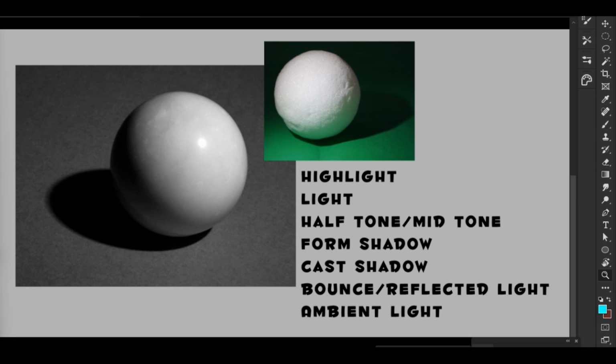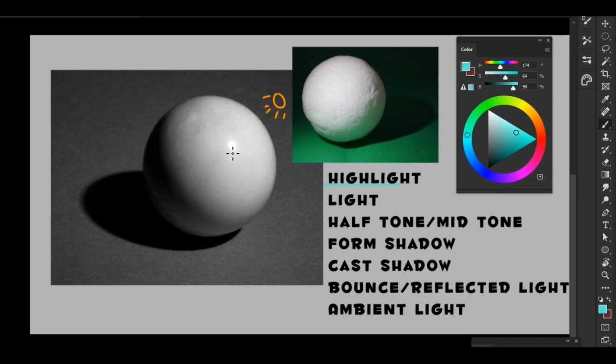So, here we've got the sphere. We're gonna take this object as an example for me to explain a few terms regarding light and shadow. So let's start with highlight. This is the brightest spot on the sphere where the light hits directly. In our case, the light is coming from top right, so the highlight is right here. It's basically the shiniest part of the sphere.